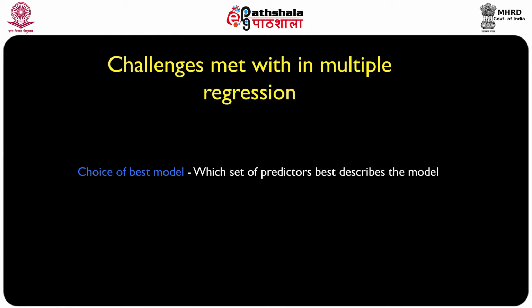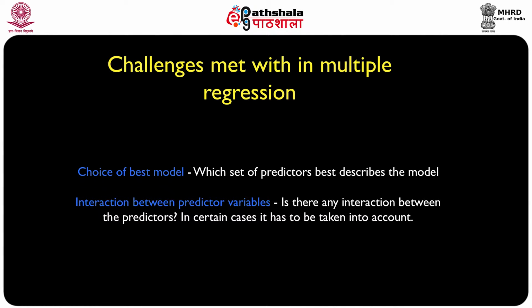Now there are a few challenges that we meet with while trying to fit a multiple regression model to a dataset. The first of which is the choice of best model. As I have just explained, in case of multiple linear regression, we have a number of predictors, usually two or more, in which case, which set of predictors best describes the model is the question that is posed to us. So, when we try to fit a multiple regression model, we need to make sure that all the predictor variables that we are using are significantly contributing to this multiple linear regression model.